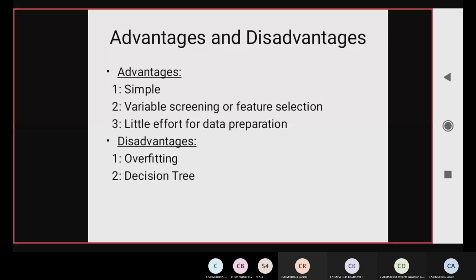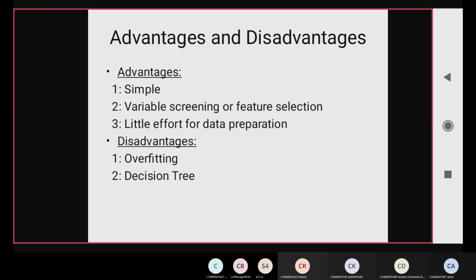Next, the advantages and disadvantages of CART. First, the advantages: it is simple to understand, simple to interpret and visualize. The second point is variable screening or feature selection. It can handle both numerical as well as categorical data, because both classification and regression are there. So it is called the classification and regression tree, which makes the decision tree more generalized, isn't it?